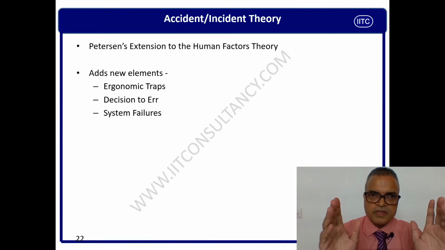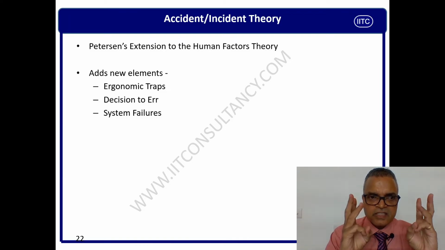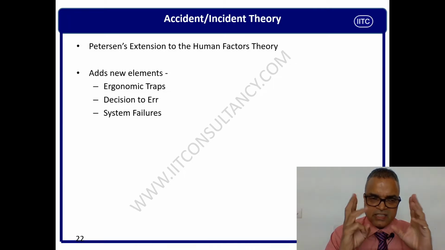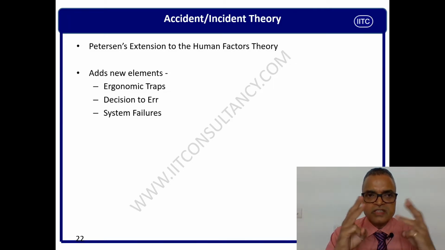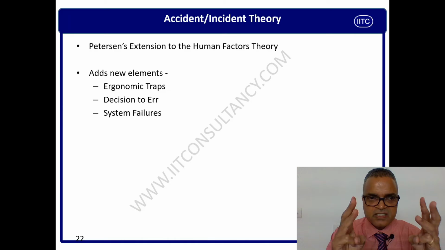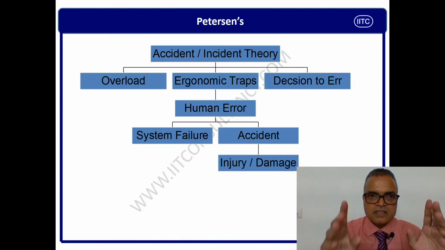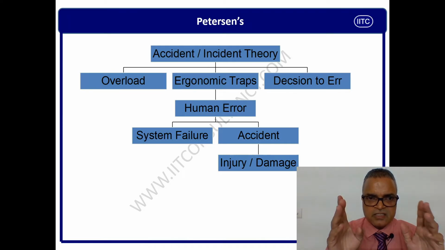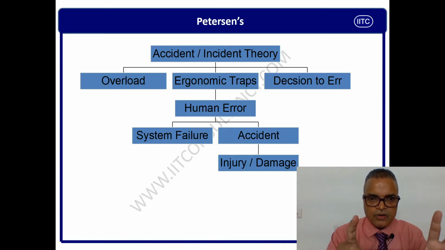Guys, accident/incident theory: Peterson's extension to the human factor engineering theory adds 3 elements: ergonomic traps, decision to err, and system failure. These 3 points are responsible for an incident as per Peterson's extension. These are Peterson's assumptions. In the accident/incident theory, there is overload, ergonomic traps, and decision to err. Ergonomic traps will give human error, system failure, accident. Accident will result in injury and damage.